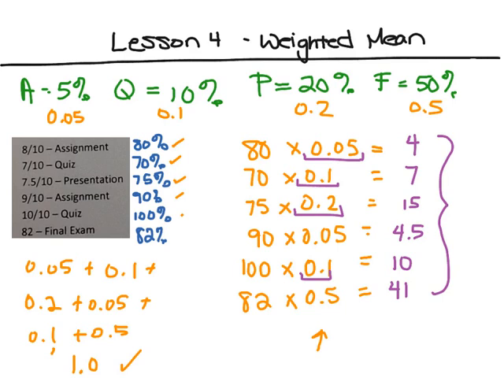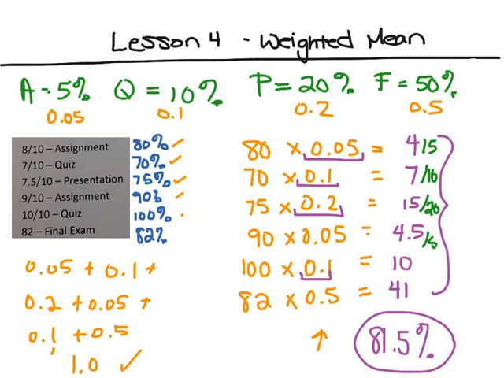If you add them all up together, you get 81.5%. So that's out of 100. This is the same as saying out of 5, out of 10, out of 20, out of 5, out of 10, and out of 50. And you got 81.5 out of 100. So that is how you would calculate your grade in that way.